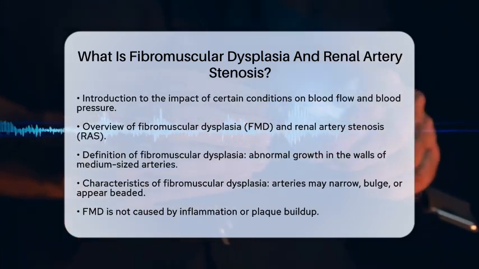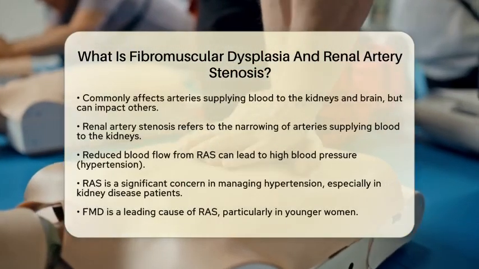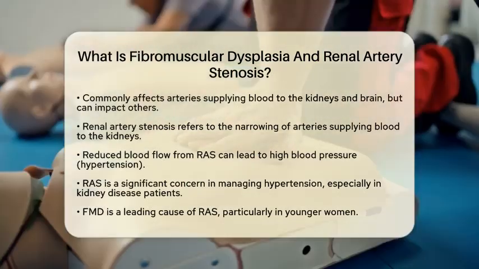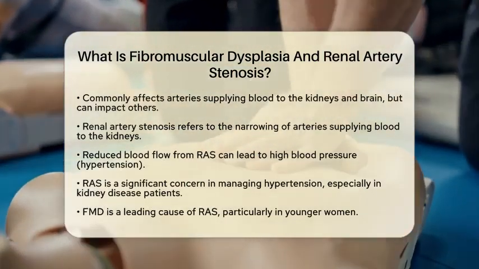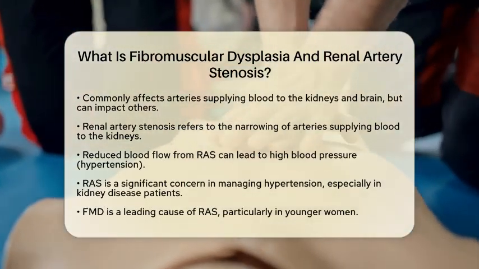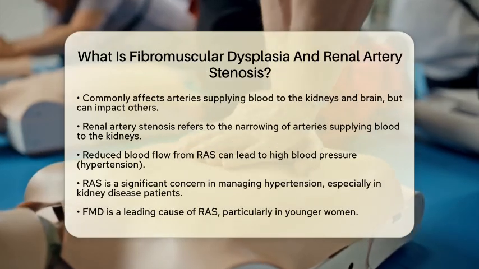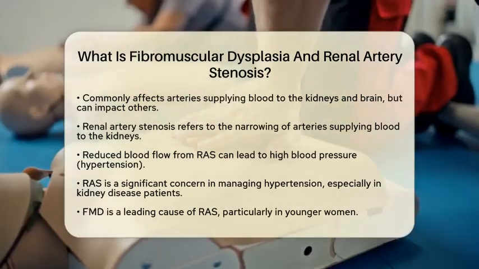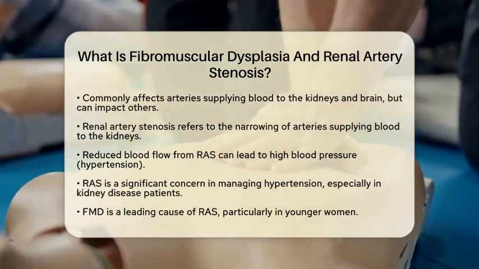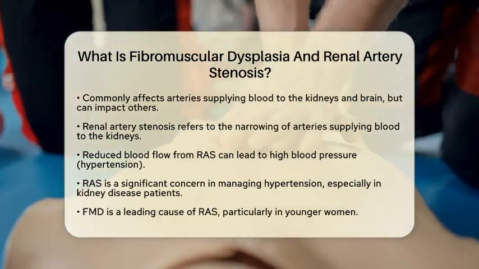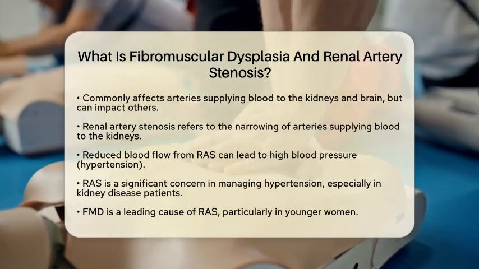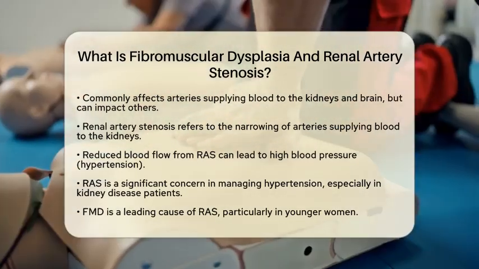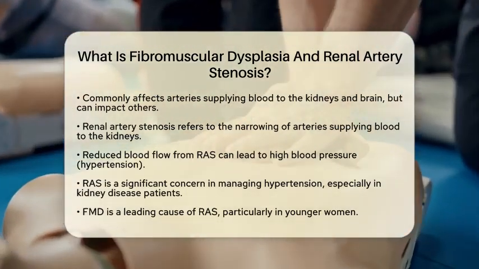Renal artery stenosis is the term used for the narrowing of one or both arteries that supply blood to the kidneys. When this narrowing occurs, it can lead to reduced blood flow to the kidneys. This reduction can cause a range of problems, including high blood pressure, also known as hypertension. In managing hypertension, especially in individuals with kidney disease, renal artery stenosis is a significant concern because it can be a treatable cause of secondary hypertension.